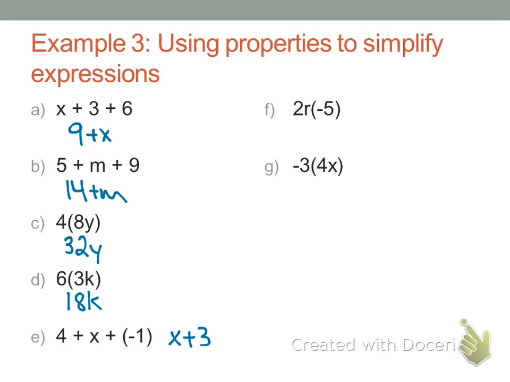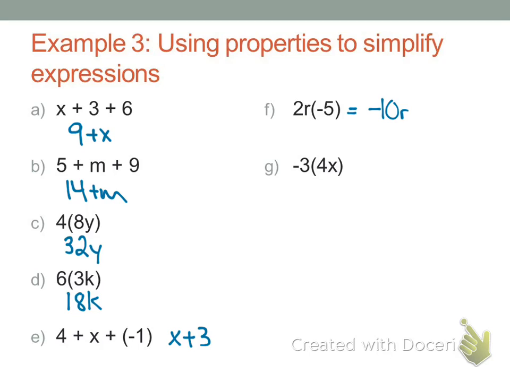All right, now look at F. Now I have 2r times negative 5. What do you think? 2r times negative 5. Anybody think they know, Isaiah? Negative 10r. Perfect. Negative 10r, because how many negatives do I have? 1. 1 is an odd number. Odd number of negatives is a negative answer.